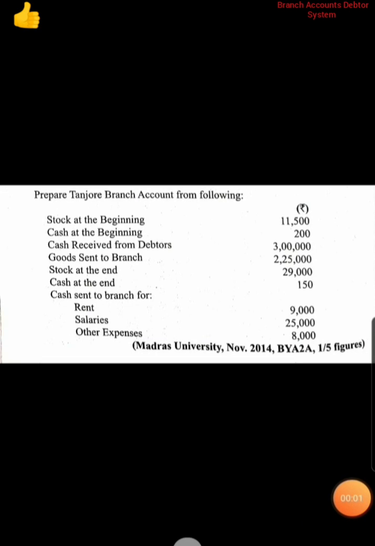Good evening, friends. This is the continuation of the branch accounts. Let's see one problem on branch accounts, debtors system. You have to prepare a branch account from the following details. Stock at the beginning is given, cash at the beginning is given, cash received from debtors is given, goods sent to branch is given, stock at the end is given, cash at the end is given. Cash for rent, salary and other expenses are also given.